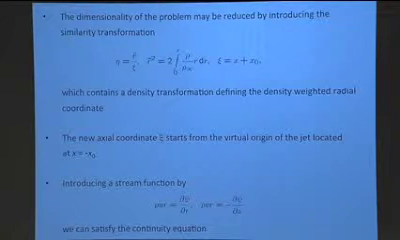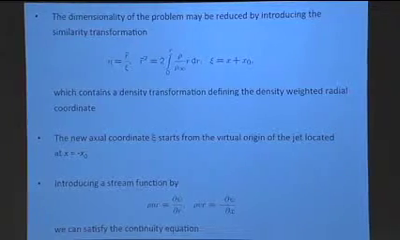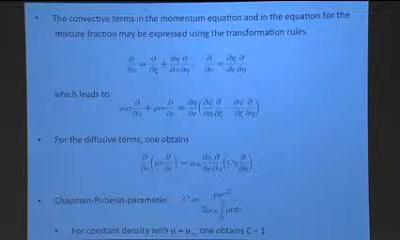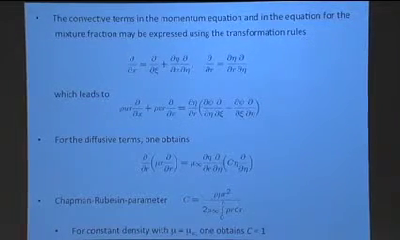But again, mass-weighted. And then the second trick that you always do when you look for similarity solutions is to introduce a stream function. The introduction of the stream function usually has the consequence that the continuity equation is inherently satisfied, and so you don't need to solve it. You have decreased the number of equations that you need to worry about by one. So these are the transformation rules.